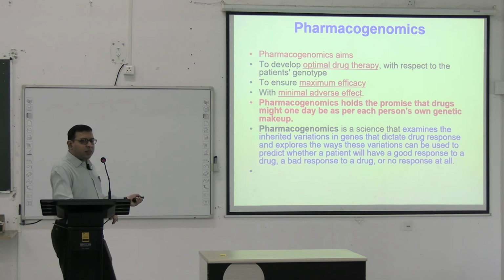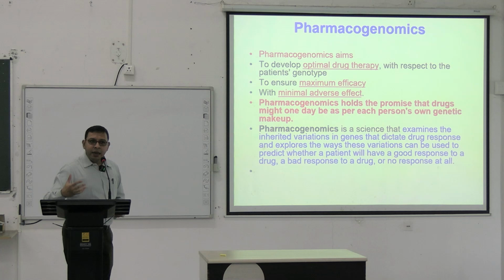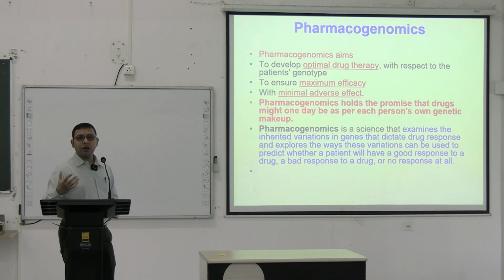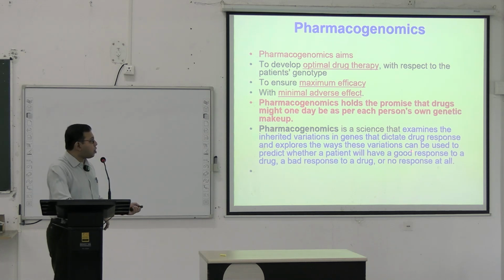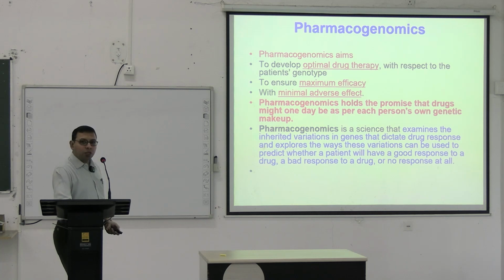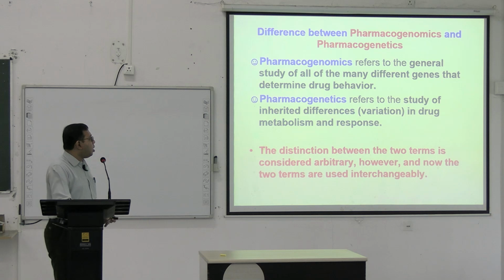And it examines, and I am repeating this because it is important, inherited variations in genes. So examining the single nucleotide polymorphism, inherited variations in the genes present in more than 1% of the population that dictate the drug response, it explores the ways these variations can be used in a prediction model to predict whether a patient will have a good response, a bad response or no response at all. Pharmacogenomics is a broader term. Within this there is pharmacogenetics also.